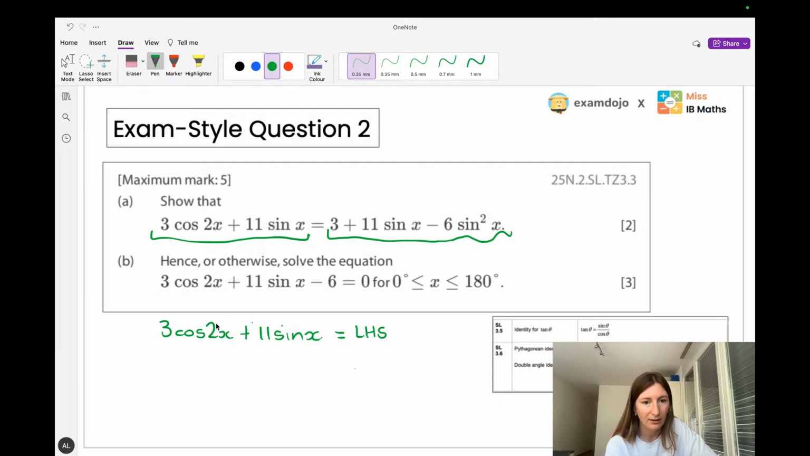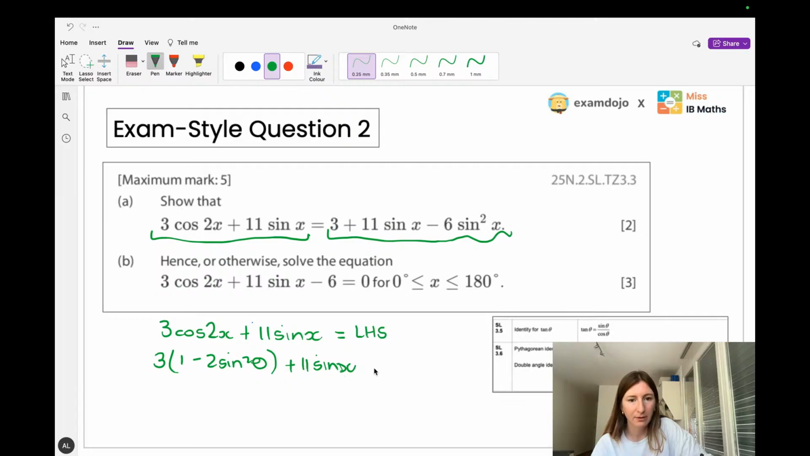Then that cos 2x we want to change, so it's going to be cos 2 theta over there, and we have sine x here, so that means we're going to want the one with sine, not that one because that's just cos, not that one because that's cos and sine. So this one, 1 minus 2 sine squared theta. So it's 3 open brackets, and instead of cos 2x I'm writing 1 minus 2 sine squared theta, plus 11 sine x, equals left-hand side. I'm not saying it's equal yet. Multiply out, so we get 3 minus 6 sine squared theta. Sorry, x.